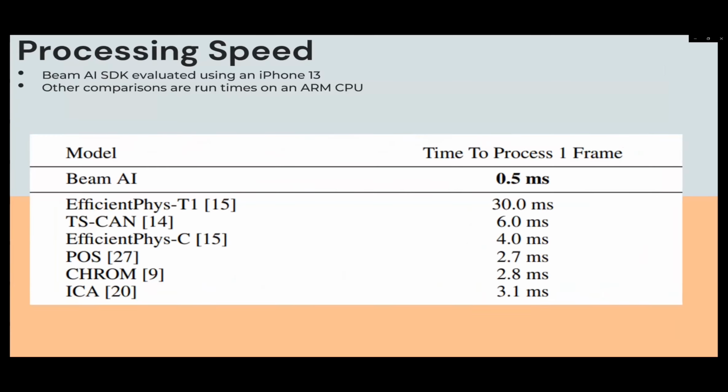To quickly go over the processing speeds, Beam AI SDK is evaluated using an iPhone 13, and the other comparisons here in this chart are run on something called the ARM CPU. And as you can see here, the Beam AI uses the least time in milliseconds to process all this and evaluate the stress, the heart rate, and the heart rate variability. This is very low compared to the other methods that are using up to 30 milliseconds.